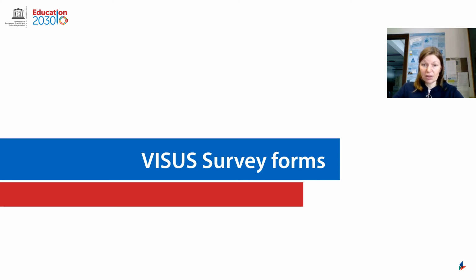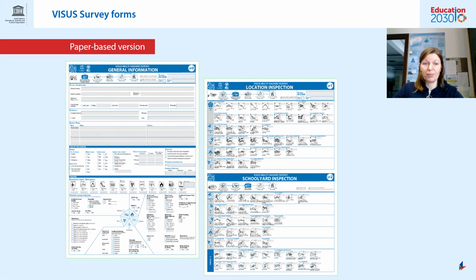Let's now see in depth the VISUS survey forms. I want to show you the paper-based version because it's simpler just to illustrate, but there is also a web application containing all this information. As I told you before, the paper-based version, the VISUS survey forms, is divided considering the 5 essential survey phases.